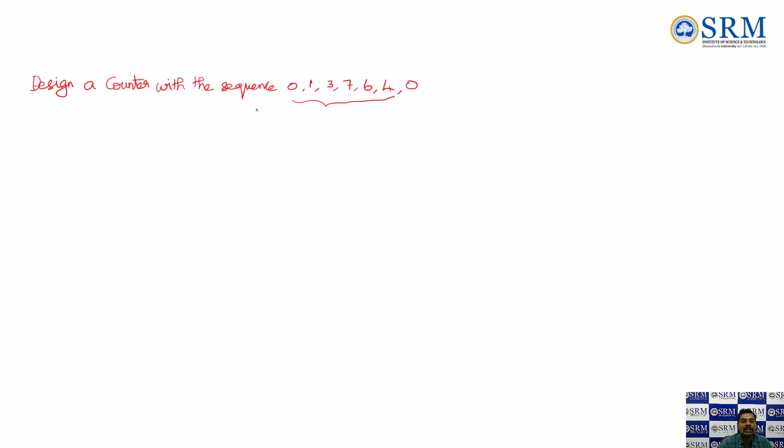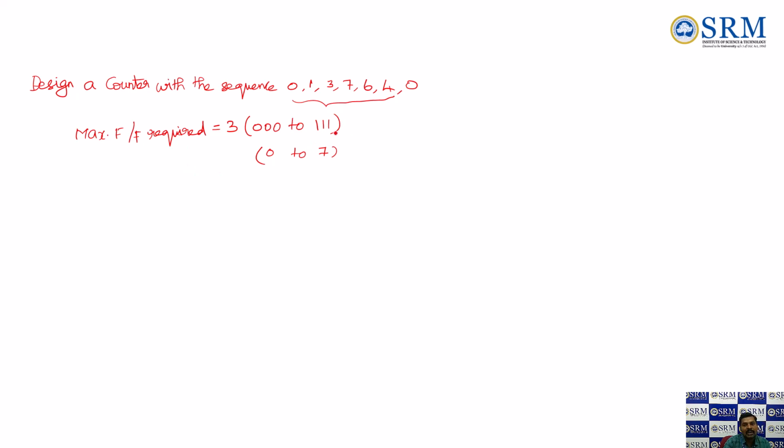For this, first we have to analyze the number of flip-flops required, right? Since for the given sequence the maximum value is 7, the maximum number of flip-flops required is 3, because with 3 flip-flops you can generate 0 0 0 to all ones, that is 0 to 7. So in our given sequence 7 is the maximum value, and we can work with 3 flip-flops, right?